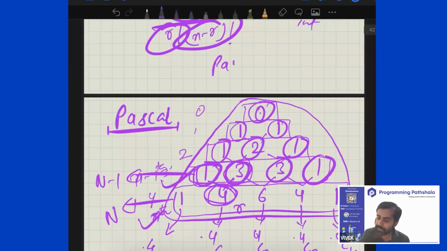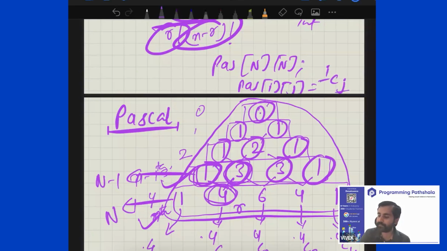You can build a 2D array, a Pascal triangle of n cross n, and you can fill all the values inside it. So your Pascal[i][j] should be equal to iCj, the number of ways of picking j items out of i items. Can you build this Pascal triangle on your own? How many of you can try and build it?